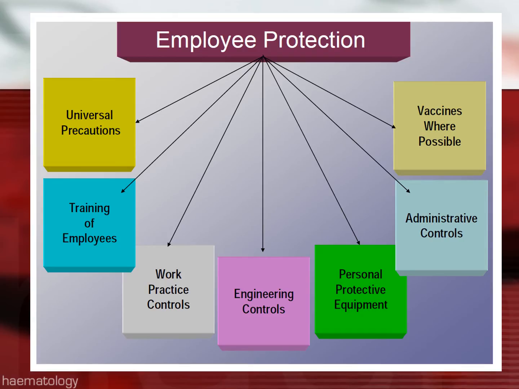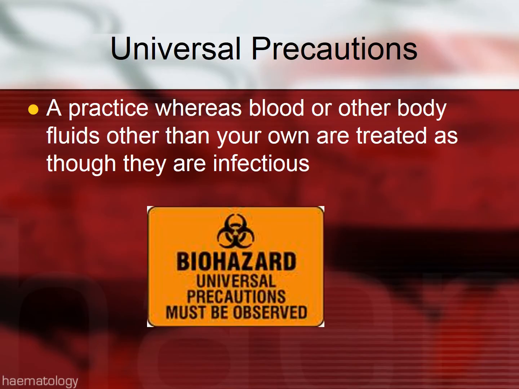When you start looking at methods of compliance, mainly you're looking at employee protection, and this can be through universal precautions, training of employees, any type of engineering controls, work practice controls, PPE, administrative controls, vaccinations, any of those. Okay, so let's talk about universal precautions.